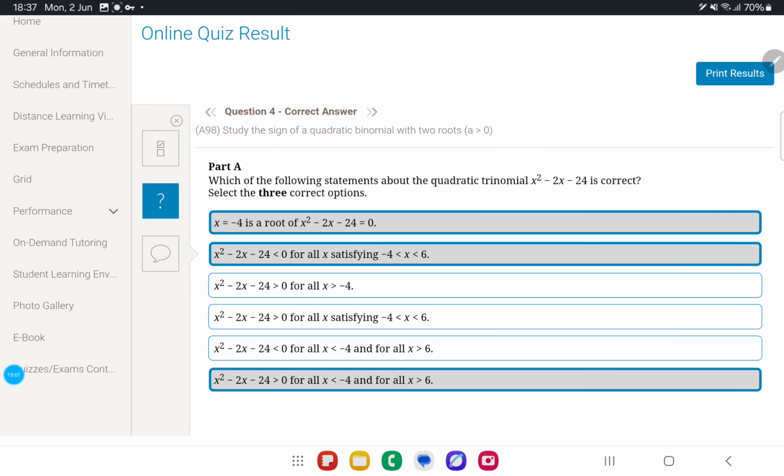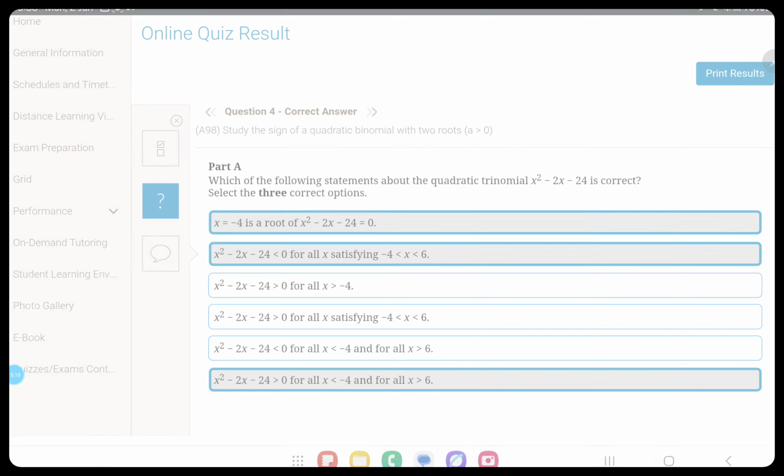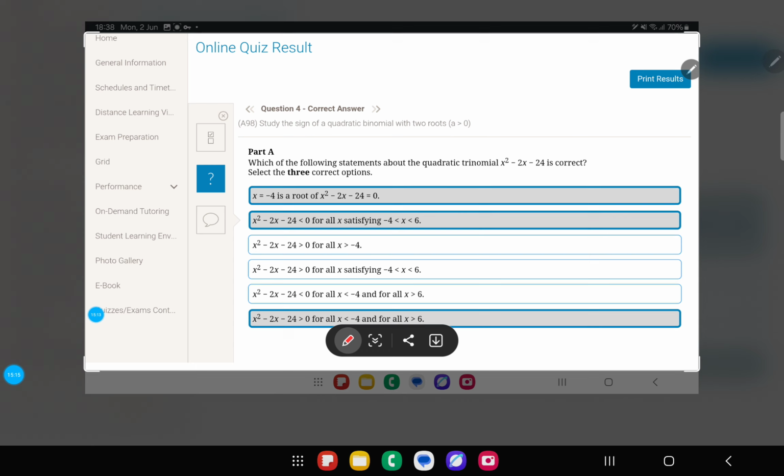Now for question 4. Which of the following statements about the quadratic trinomial x squared minus 2x minus 24 is correct? Select the 3 correct options. Alright, this is very easy. We got this equation, x squared minus 2x minus 24. Alright, we're gonna factor this now.